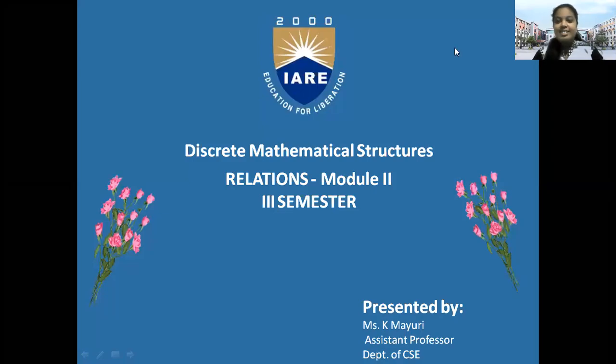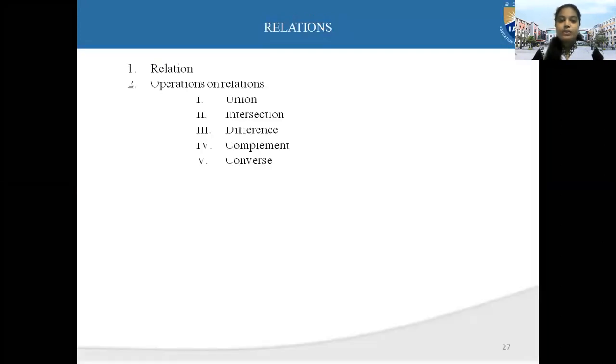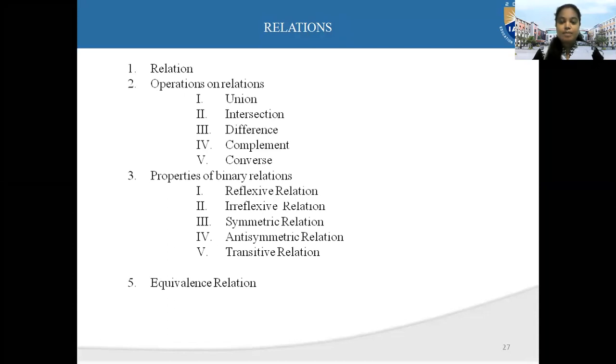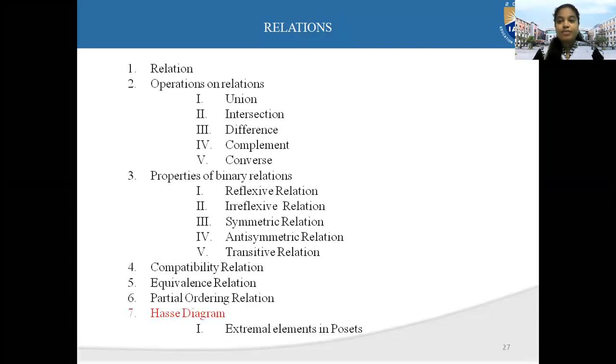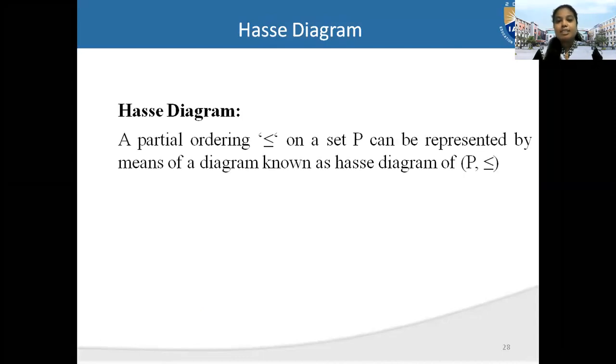Good morning, students. Today we are discussing the Hasse diagram: how to draw a Hasse diagram, what the basic definition of a Hasse diagram is, and when it is complete. A Hasse diagram is made by taking one partial ordering relation. Based on that relation, we can draw one particular diagram by applying some rules. That is nothing but a Hasse diagram.